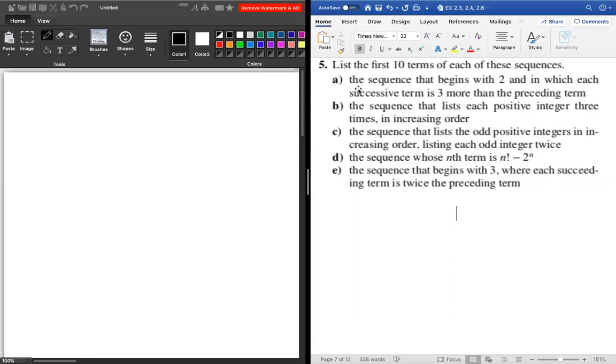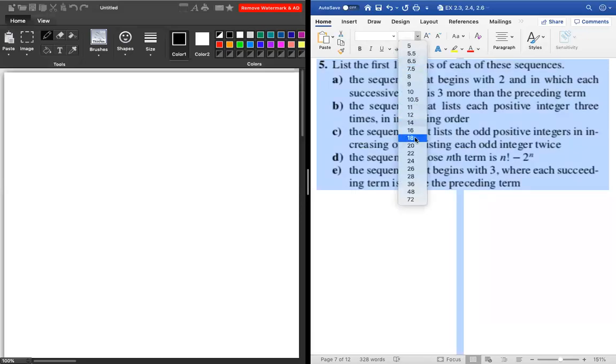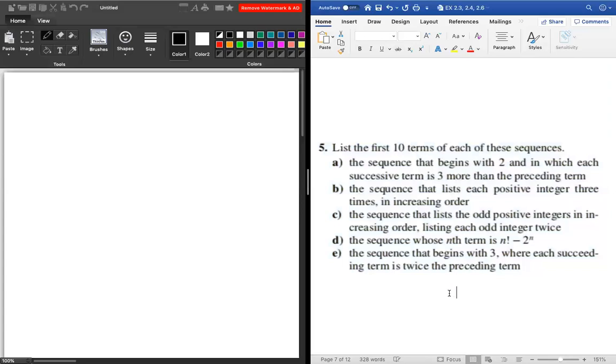For the A part, it says the sequence that begins with 2 and in which each consecutive term is 3 more than the preceding term. So there is an increment of 3.